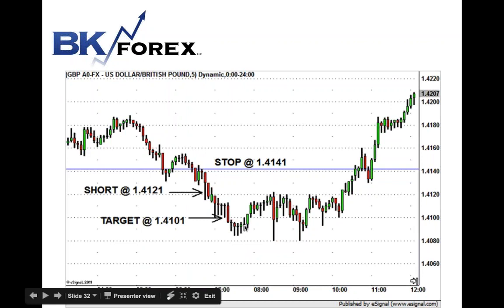And the reason why 20 is a good range, especially on the pound, is that the pound has wider spreads and tends to have a lot more volatility, and anything less than a 20-point stop on the pound almost assures you that you're going to get stopped out.